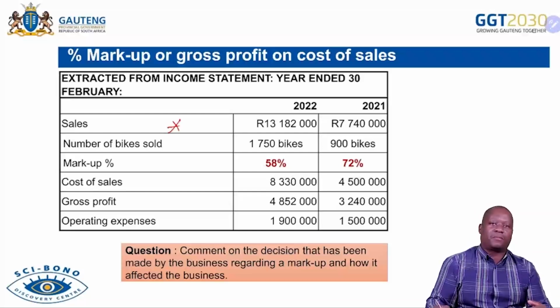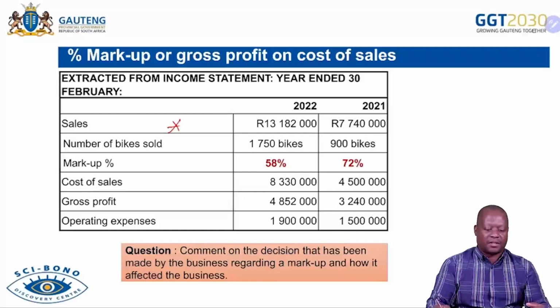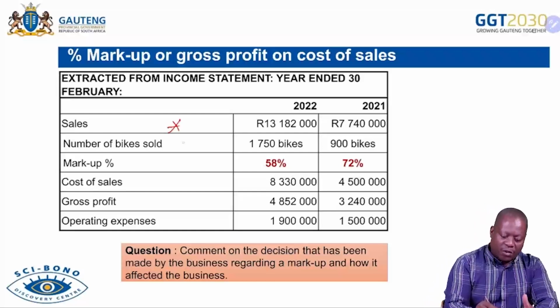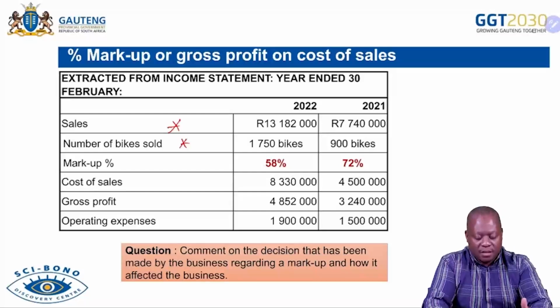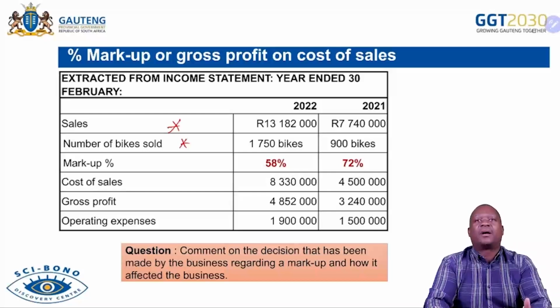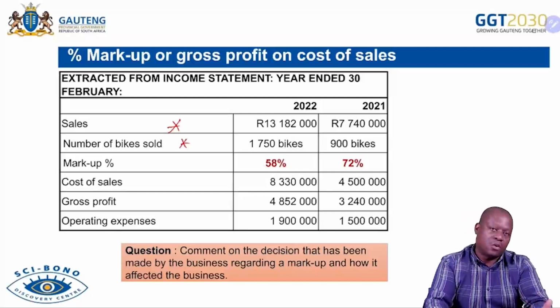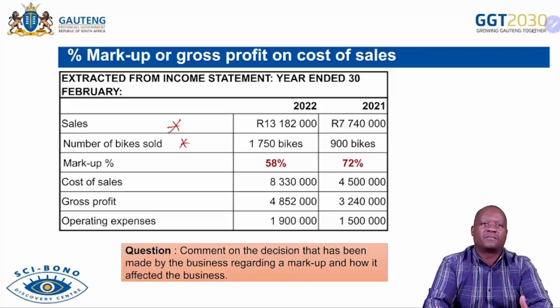Is that a good thing? Is it a bad thing for business? Now, let's look into the number of bikes that have been sold. It increased from 900 bikes to 1,750 bikes. That's nearly double the number of bikes that have been sold. Is that a good thing, or is it a bad thing for business?